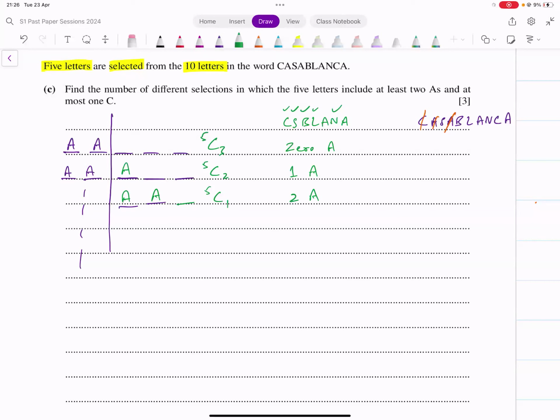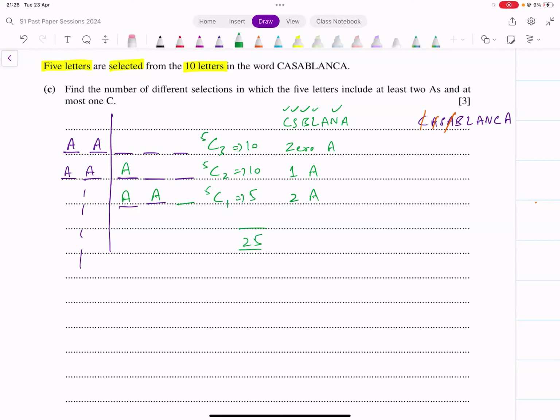These are the 3 cases that we get. We can just add them up together. 5C3 is 10, 5C2 is 10, and then 5C1, that's 5. Add them up together, and that gives you 25.